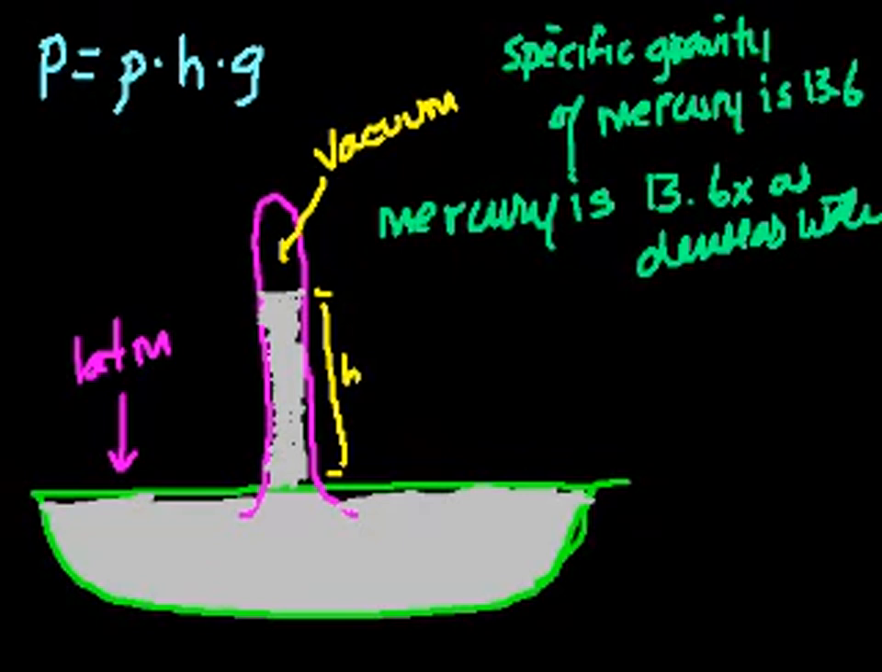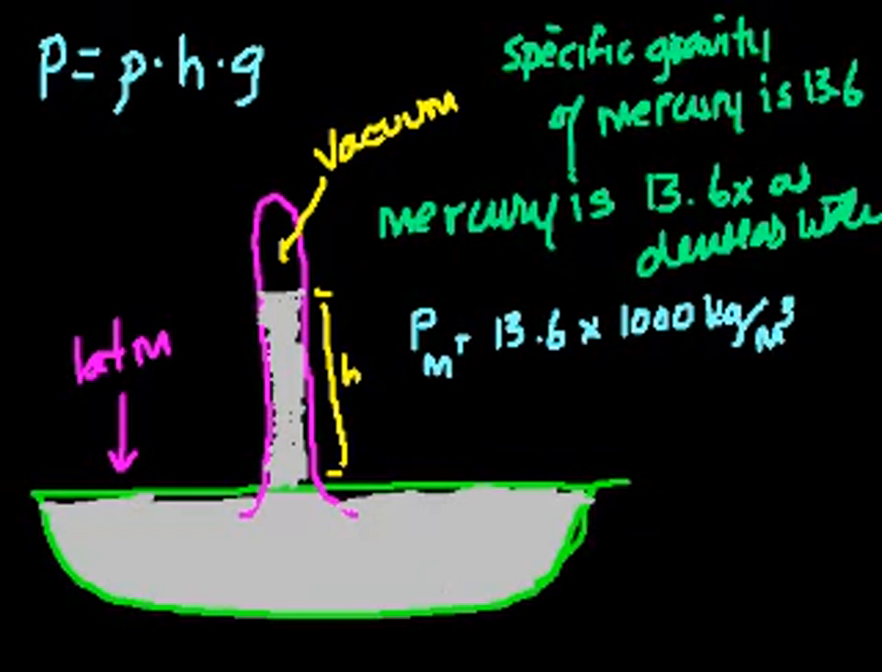Right? And hopefully after the last video, because I told you to, you should have memorized that the density of water is 1,000 kilograms per meter cubed. So the density of mercury, let's write that down. Density, that's the rho, or a little p, depending on how you want to view it, of mercury is going to be equal to 13.6 times the density of water. So times 1,000 kilograms per meter cubed. Okay, so let's go back to the problem.